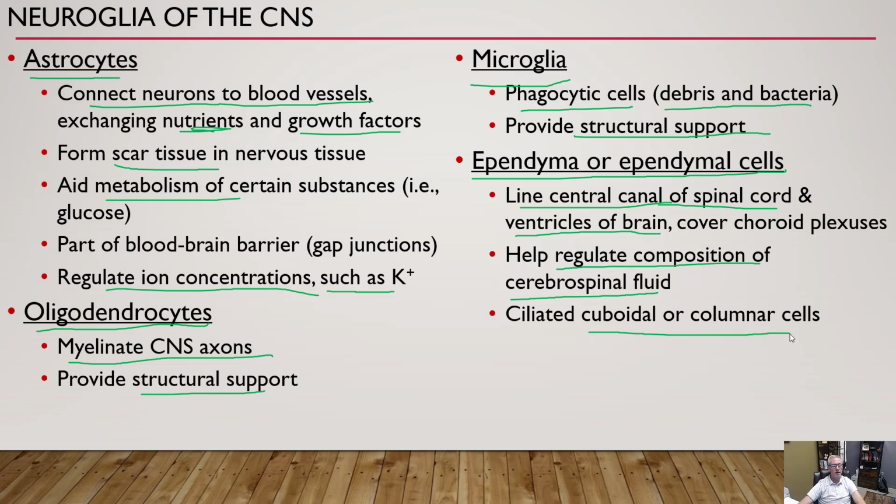So we'll see some ciliated cuboidal columnar cells. Remember, ciliated has these little hair-like structures on top of the cell. So you really don't have to know too much about what each of the neuroglia do, but you have to know what falls under the central nervous system and what falls under the peripheral nervous system. And we'll talk about the peripheral nervous system here in a second.